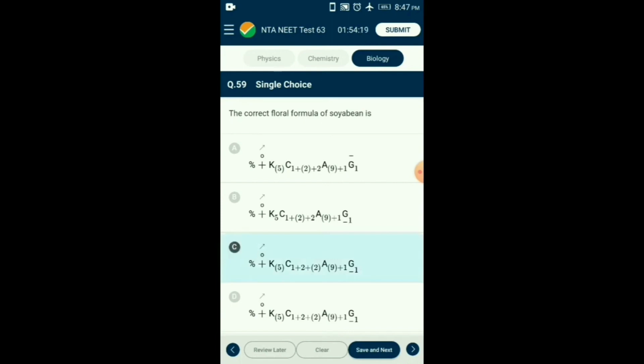Zygomorphic flowers, calyx consists of 5 sepals united. Corolla consists of 5 petals arranged in 1 plus 2 plus 2. Androecium 9 plus 1, 9 fused and 1 free. Gynecium unilocular.